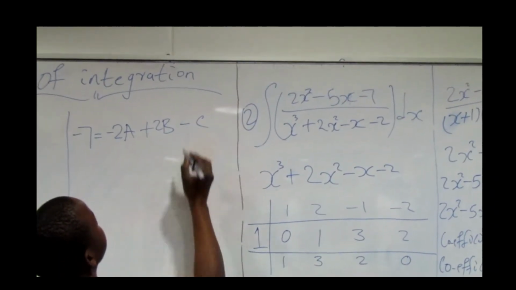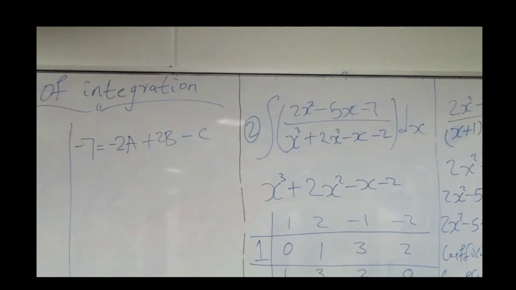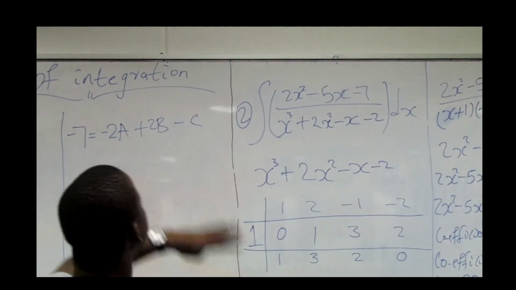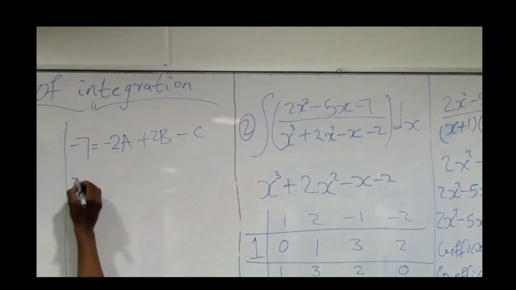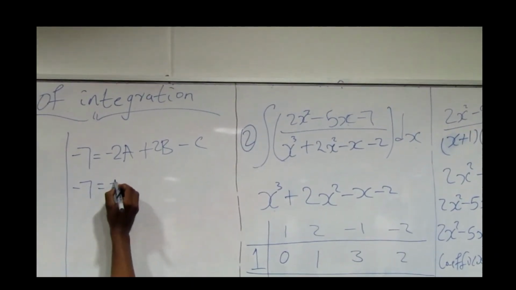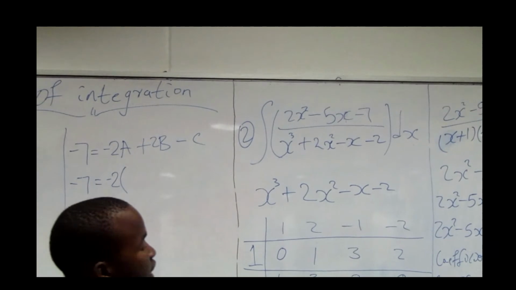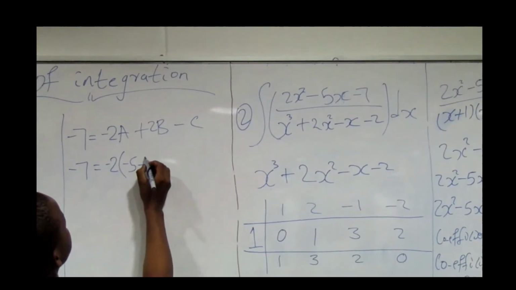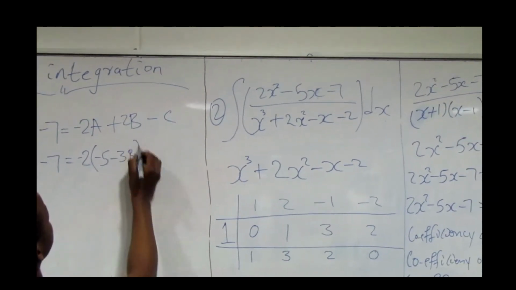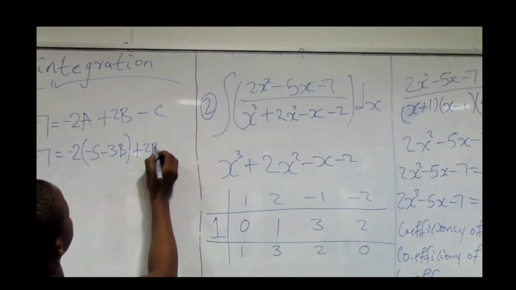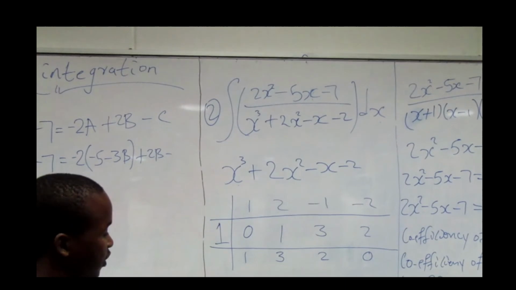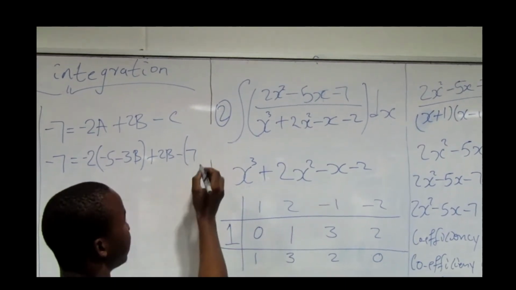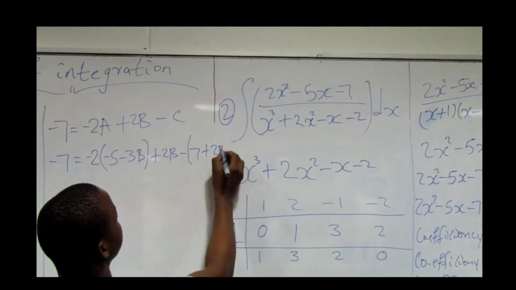So it's minus c here. Then we substitute our a and b accordingly into this equation. This is -7 equals -2, our a is -5 minus 3b, plus 2b. Our c is negative, we put 7 plus 2b.